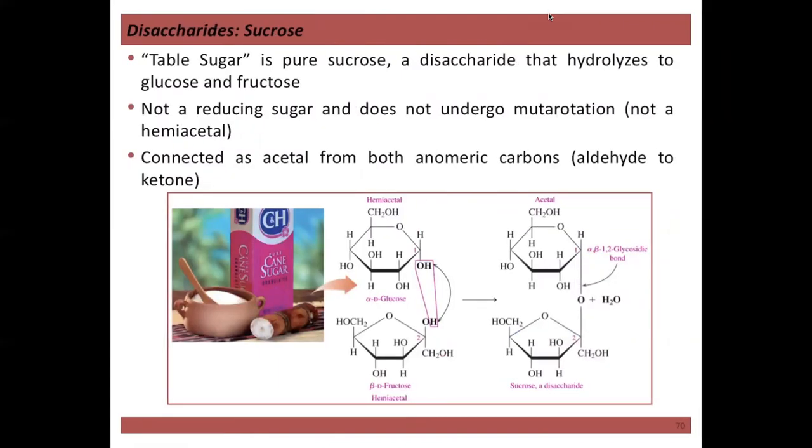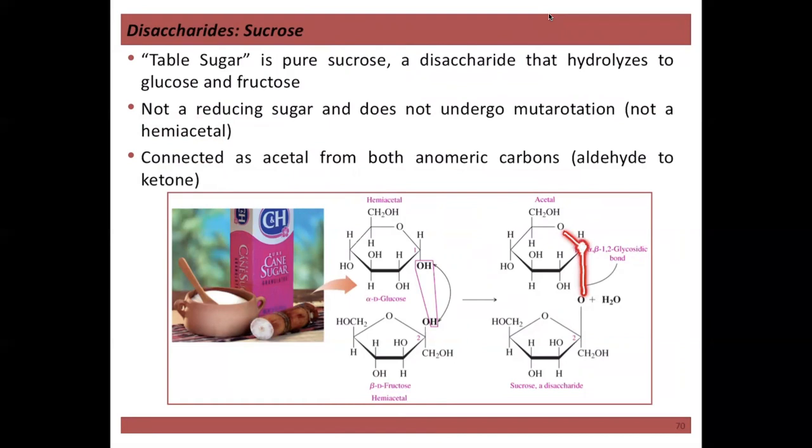So again, table sugar is pure sucrose, a disaccharide that you can actually hydrolyze under acidic conditions into fructose and glucose. Okay, it is not a reducing sugar. It will not undergo mutarotation because there is no hemiacetal there. So it's connected as an acetal by both anomeric carbons. And again, we can identify the anomeric carbon because it is the carbon that shares a bond with 2 oxygens.